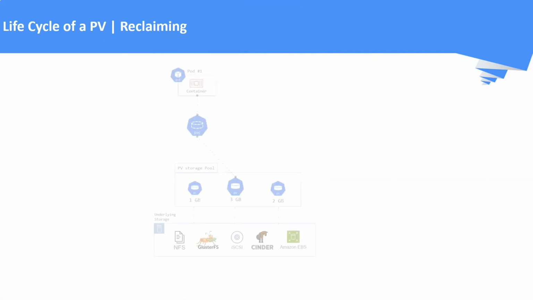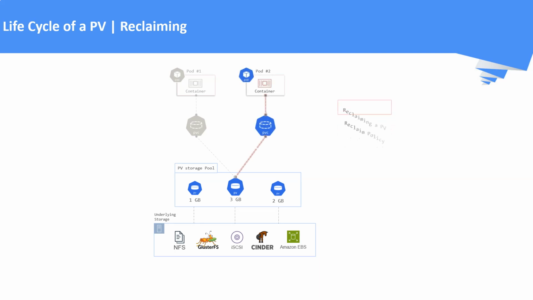Reclaiming. When a user or a pod is done with their volume, they can delete the PVC objects, which allows reclamation of the PV resource. The reclaim policy in the PV tells the cluster what to do with the volume after it has been released from its PVC claim. By default, the reclaim policy is retain. With this retain policy in place, the volume can be reused or reclaimed with another PVC and can be mounted in another pod. In this case, the data created by pod number 1 will still be present in pod number 2.